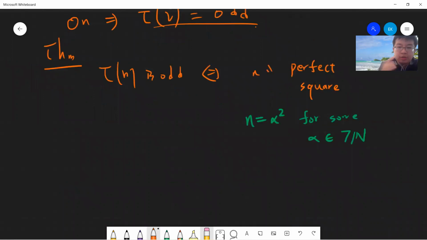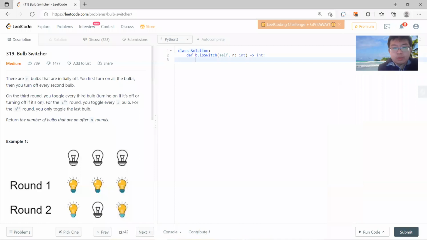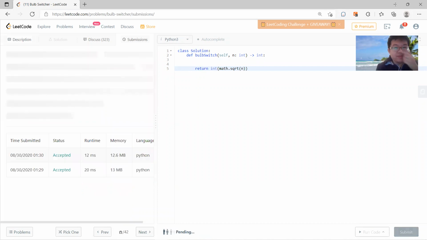Okay, so let's do the proof. Let me just write down the answer first. The answer is you just ask how many perfect squares there are. In this problem you just take math.sqrt of your n, right, and you take how many squares. So you need to take an integer, otherwise it will be some irrational number. Okay, so you just return that. Yeah, this is the answer. Hopefully.